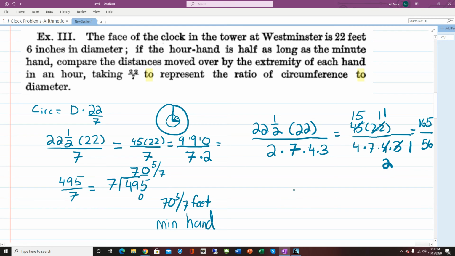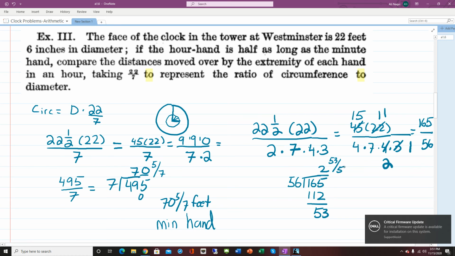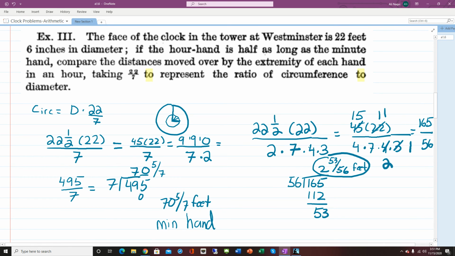Okay, so let's do that calculation right there. 56 goes into 165. Now I can't say 3 because that's going to make it too big. So I'm going to say 2. So that's 100 plus 12, 112. Okay? So the hour hand goes 2 and 53 over 56 feet. Okay?